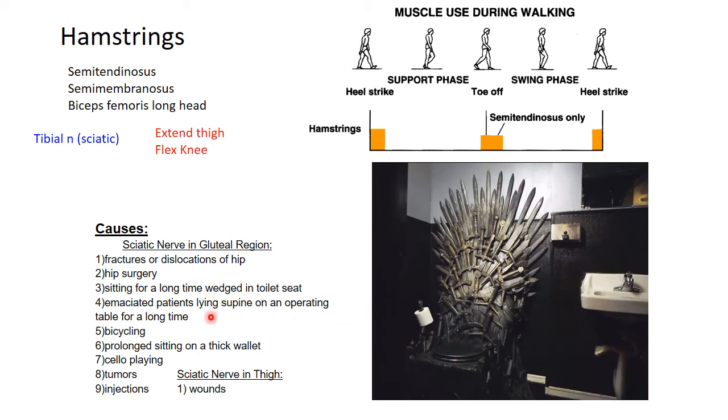Emaciated patients laying supine on an operating table for too long can compress their sciatic nerve. And bicycling, prolonged sitting on a thick wallet, which is not my problem. Cello playing, tumors, and injections. Again, careful with the injections, people, okay? You can also get wounds in the thigh, which could technically sever the tibial nerve and give you the jackknife gait.